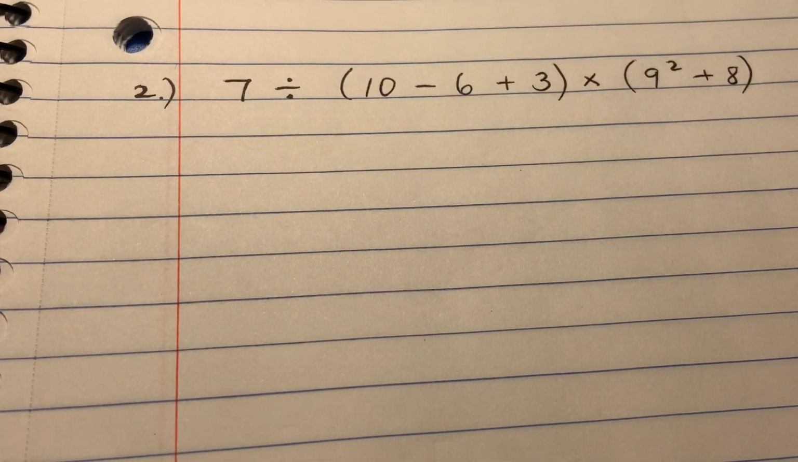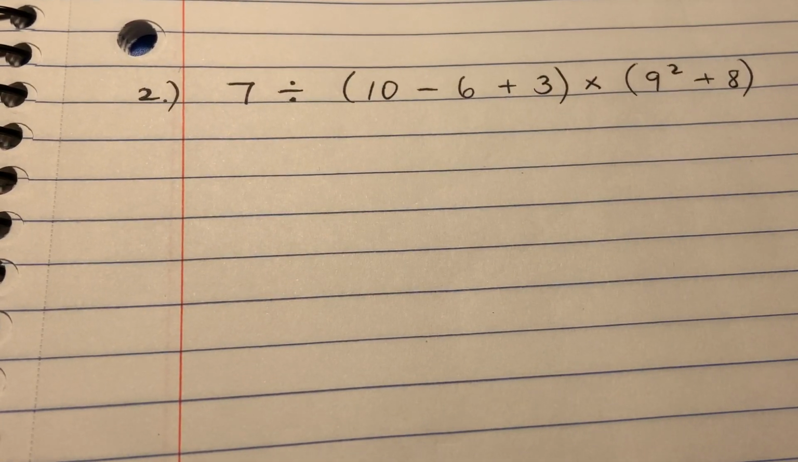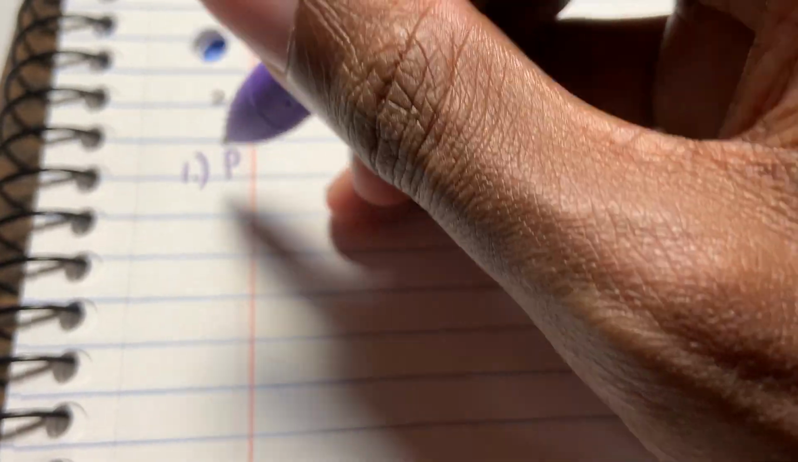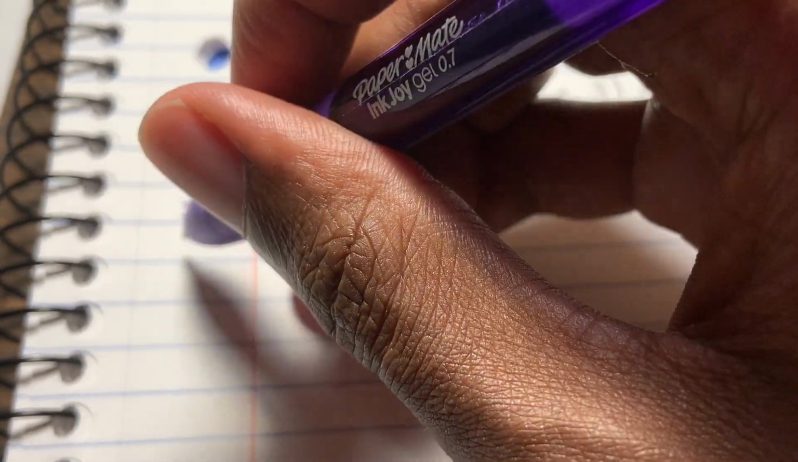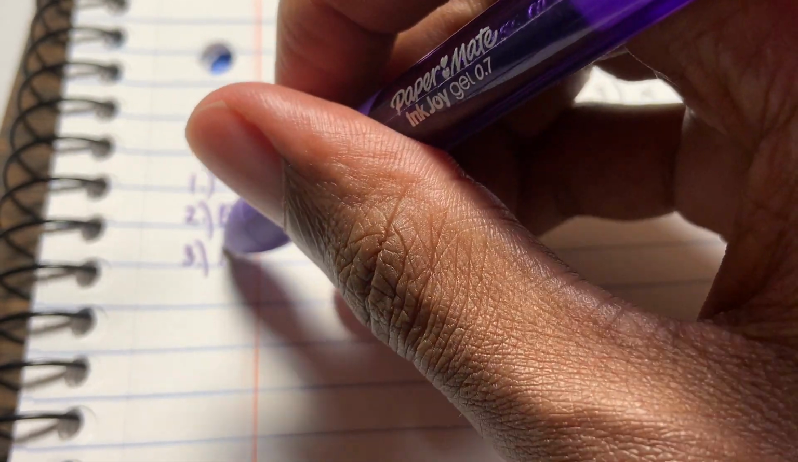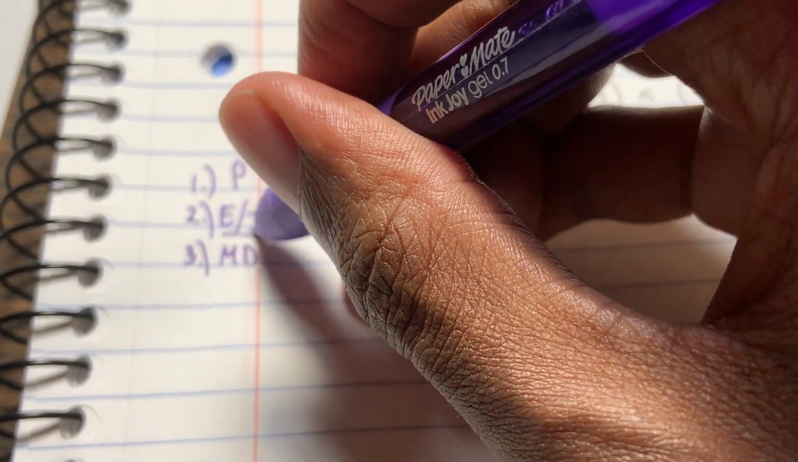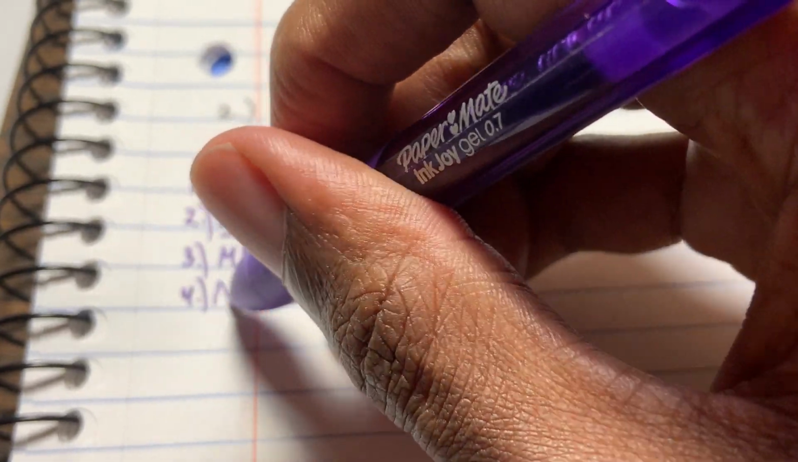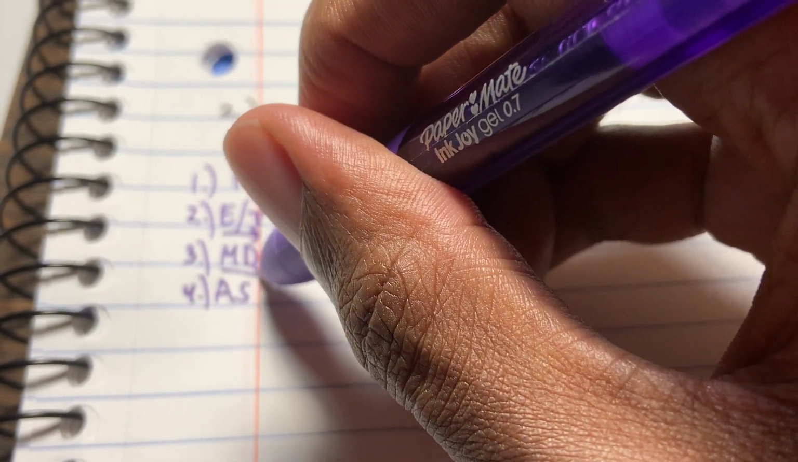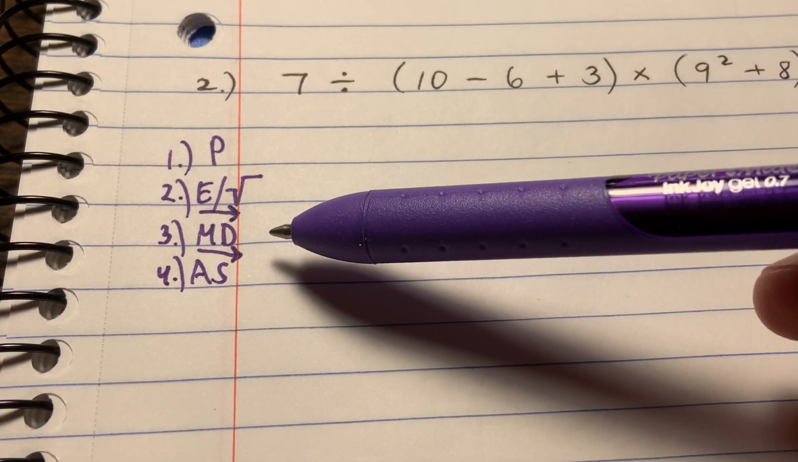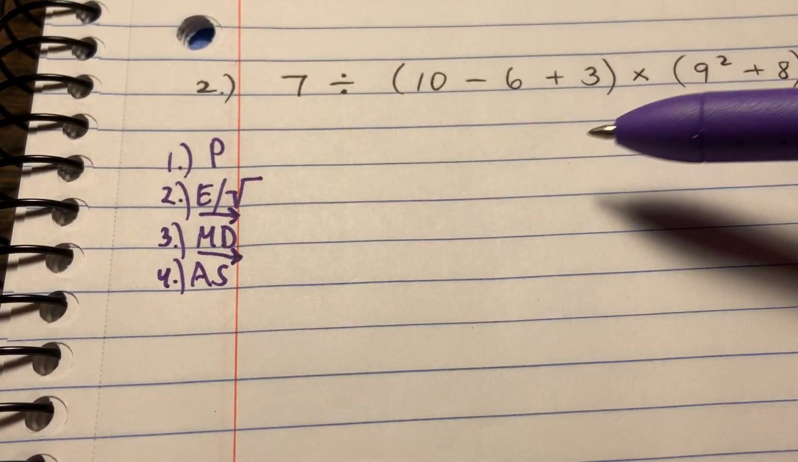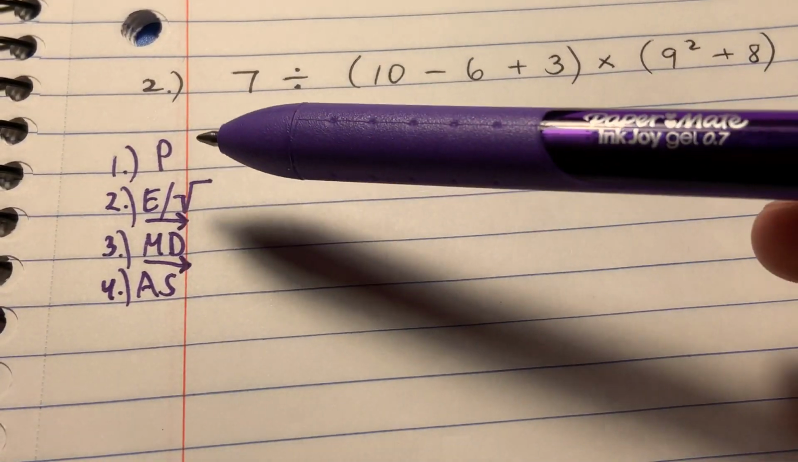We are going to write what first? Yes, we're going to write our steps first. Very good. What are our steps? Step 1, parentheses. Step 2, exponents and roots. Step 3, multiplication and division, going from left to right. Step 4, addition and subtraction, going from left to right. Have your steps written down, ladies and gentlemen, so that you can be guided as you do the problem.